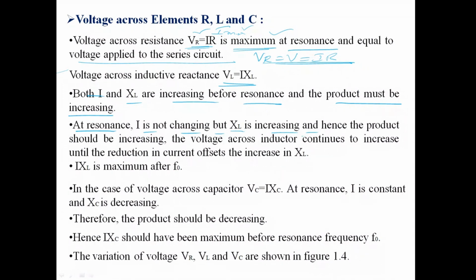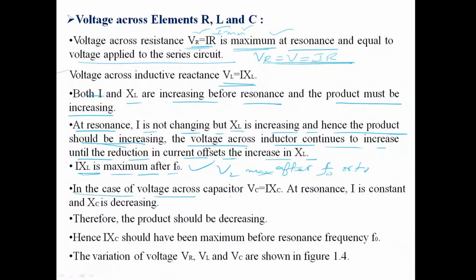At resonance, I attains its maximum value, but XL is going to increase. Hence, the product should be increasing. The voltage across the inductor continues to increase until the reduction of current offsets the increasing XL. So after the resonant frequency too, what will happen? The voltage will try to increase since XL is increasing. Therefore, I XL is maximum after resonant frequency. Therefore, definitely the voltage V_L would become maximum after resonant frequency f0 or fR, whatever it is, right?